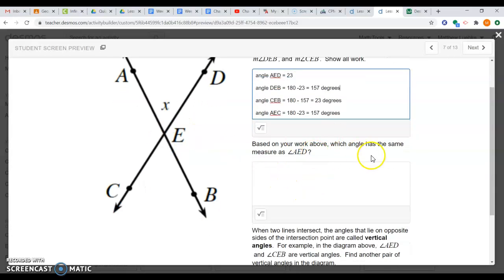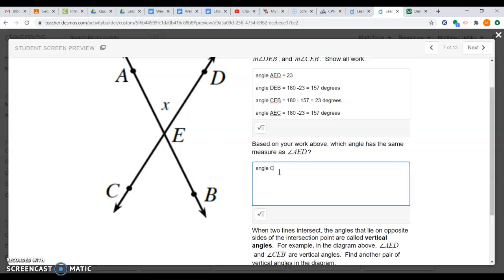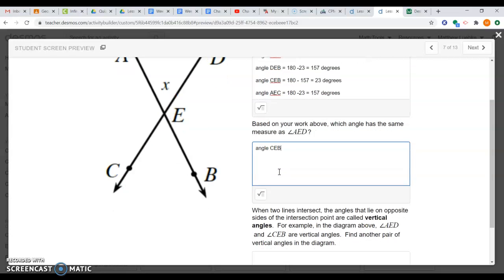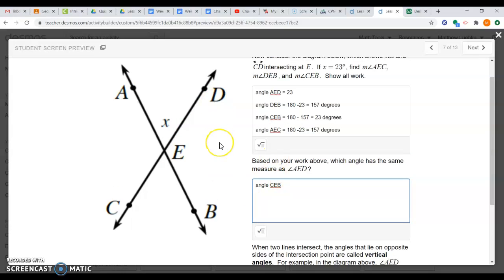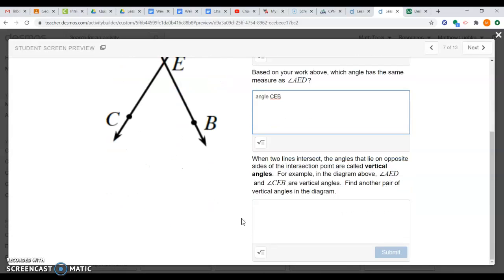The next question is, which angle has the same measure as AED? Well, AED was 23, and angle CEB had the same. That right there is the introduction to vertical angles. AED and CEB have the same angle measurement and they're just across from each other. AED is up here on top, this one's below. They have congruent angles, or the same angle measurement.